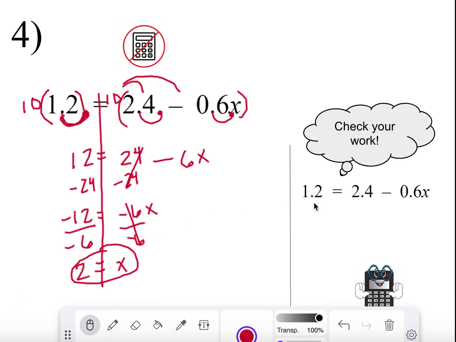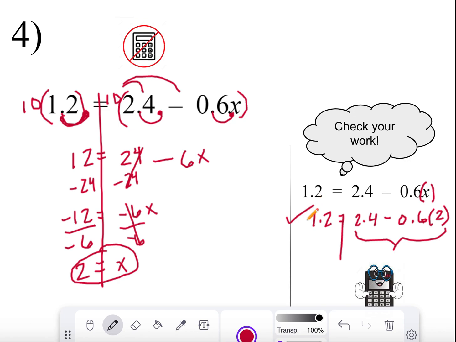So if I wanted to check this on the calculator, I could plug in a 2 right here. I could type in my calculator 2.4 minus 0.6 times 2. And when I type this into the calculator, I would get exactly 1.2. It would work. It would check out. It would be absolutely perfect.